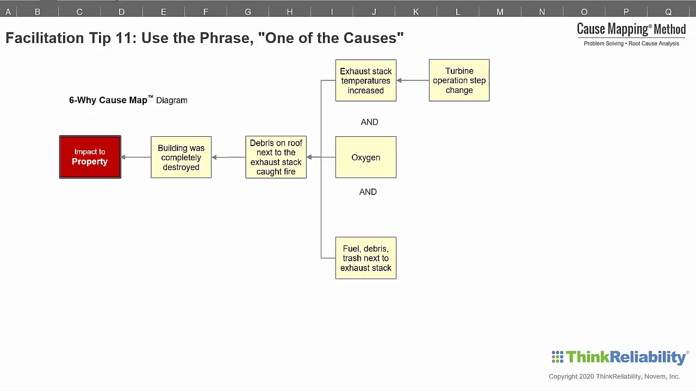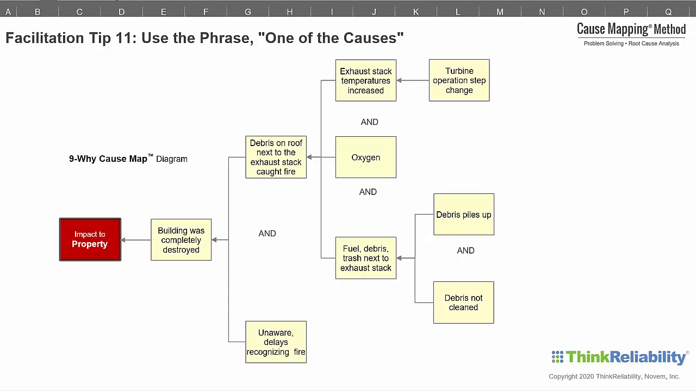But as we begin to talk about the fuel source, the debris or the trash next to the exhaust stack, they explained to me that it piled up and that it wasn't cleaned up. No one was removing it. Additionally, they point out to me that although the fire started small on the roof, it continued to grow as it went unnoticed, and that ultimately destroyed the building. So we wanted to add a degree of consequence in here, saying, well, yes, you can have a fire start on the roof. We were unaware of that, and there were delays recognizing the fire. So our firefighting efforts were delayed, allowing the fire to continue to grow, ultimately resulting in the loss of the building.